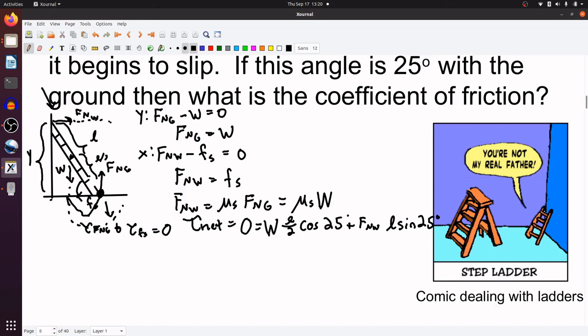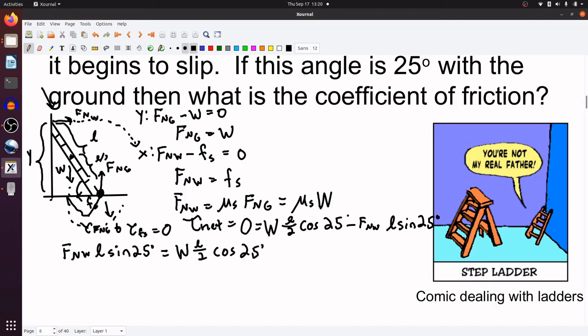Oh, one last thing is I need to determine direction. I tried to leave myself room, but I guess I didn't do a good job of that. So this one should rotate in a clockwise fashion if the force is allowed to rotate around this pivot. And so this should actually be a negative. I was going to put plus a negative, but I ran out of room. So I'm going to move that to the other side here. FNW L sine 25 equals W L over 2 cosine 25.